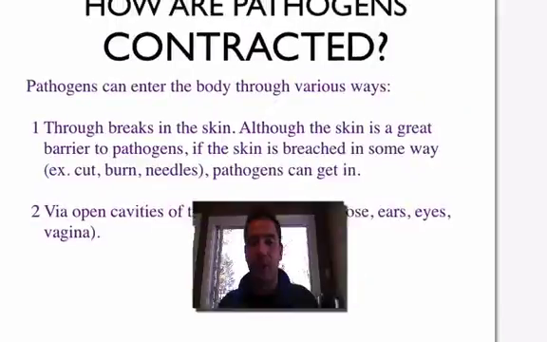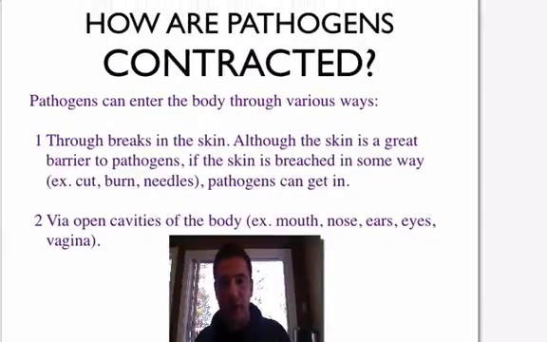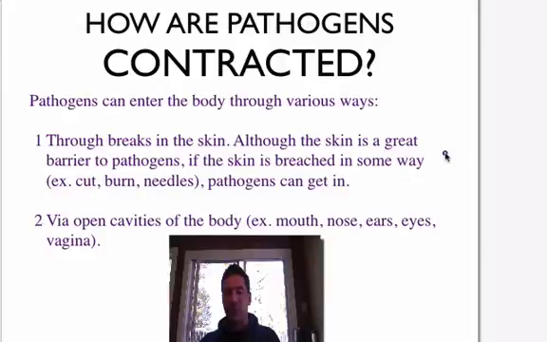Now, if we talk about how pathogens are contracted, they can enter the body in a variety of ways, and I just have 2 sections here that we can discuss. One, we can get a break in the skin. The skin is a great barrier to pathogens, but if it's breached, for example if we have a cut or a burn or a needle penetrates it, that pathogen can get in. That's why it's so serious sometimes.